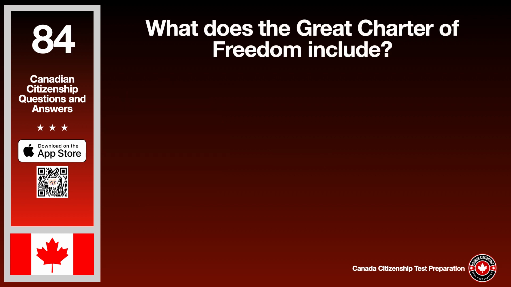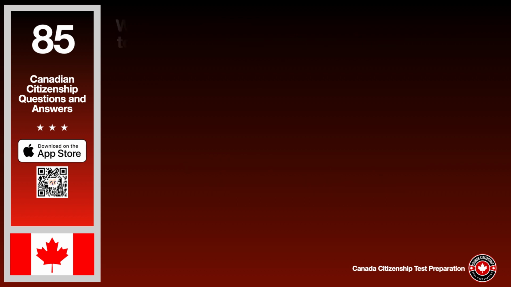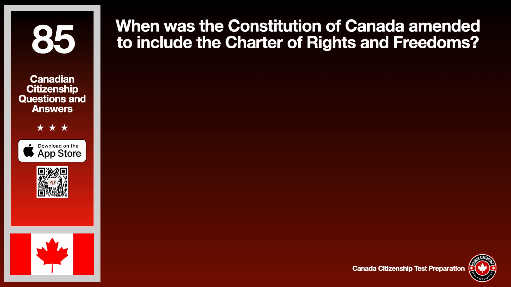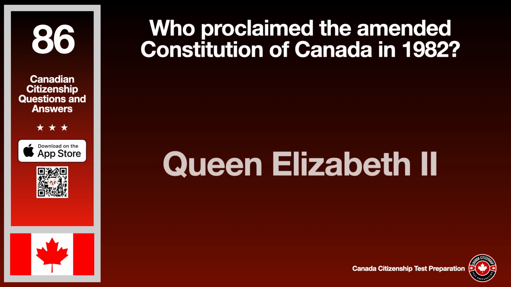What does the Great Charter of Freedom include? The answer is the right to live and work anywhere in Canada. When was the Constitution of Canada amended to include the Charter of Rights and Freedoms? The answer is 1982. Who proclaimed the amended Constitution of Canada in 1982? The answer is Queen Elizabeth II.